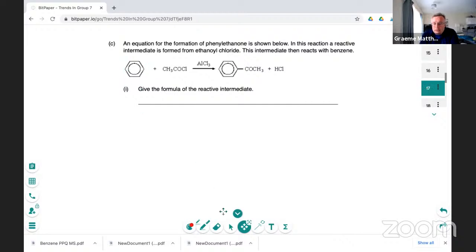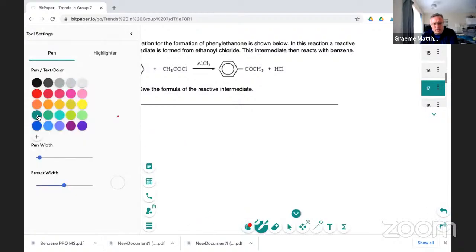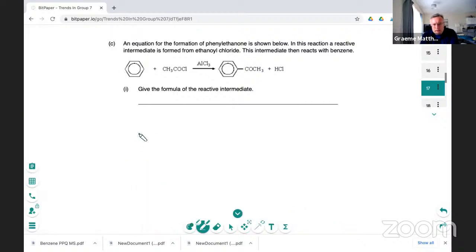It's not double bonds in the ring, it's delocalized pi bonds. So anyway, it says right here, give the formula of this reactive intermediate. Well, chemists, this is how I look at it. Don't know about red, it's a bit standoffish, so let's just go back to teal green and start this.